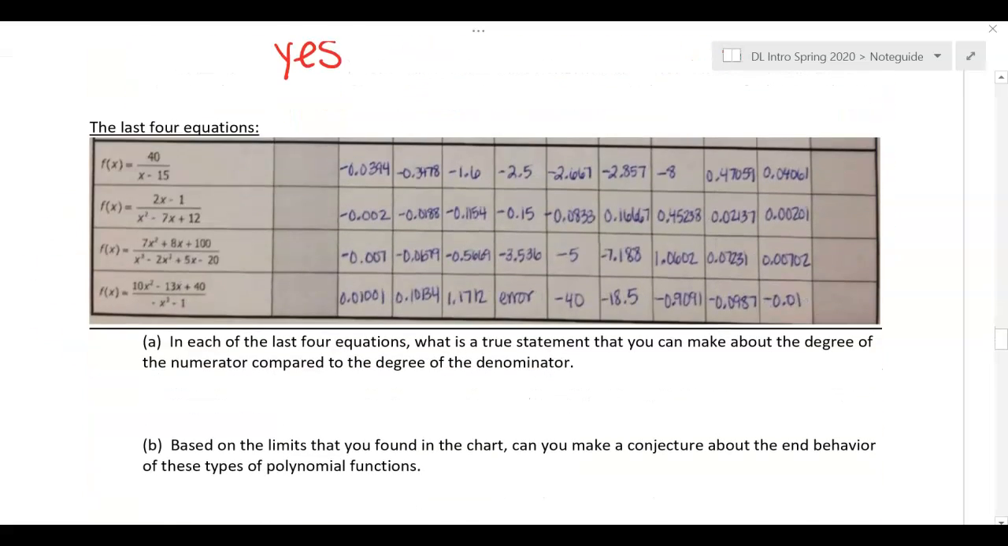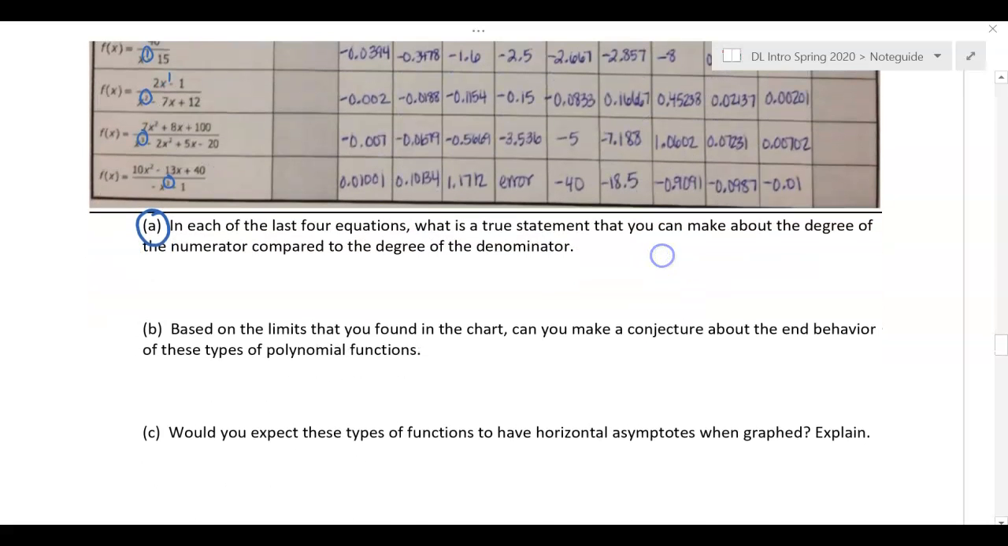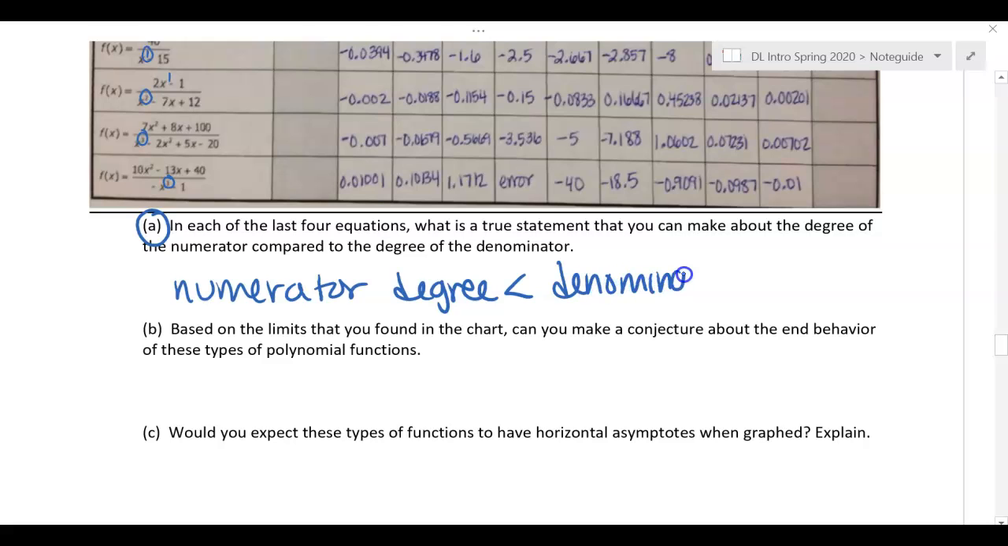Lastly, we're going to look at a final group of equations. So the only way we haven't compared the degree of the numerator and the degree of the denominator is when it's bigger in the denominator. So here you can see a degree of 0 in the numerator, but 1 in the denominator. Here 1 in the numerator, but 2 in the denominator. Here 2 in the numerator, but 3 in the denominator. And here 2 in the numerator, but 3 in the denominator. So in all of these equations, the numerator degree is less than the denominator degree.